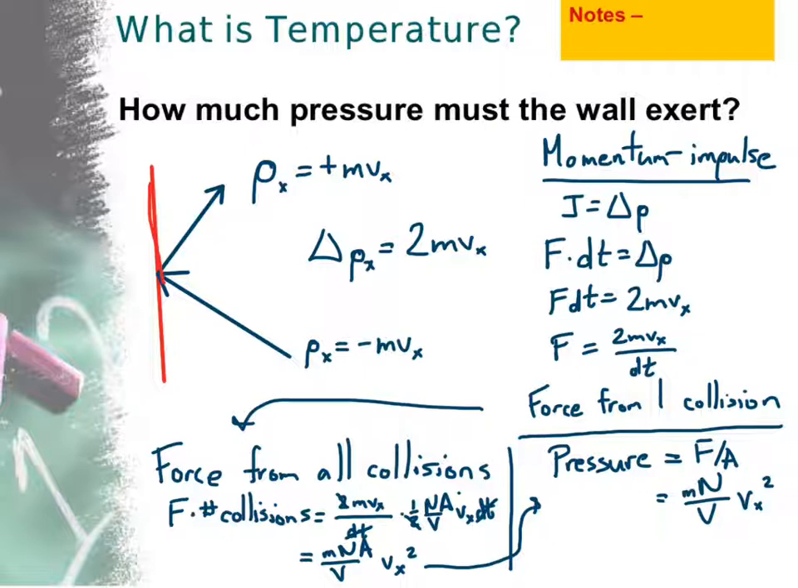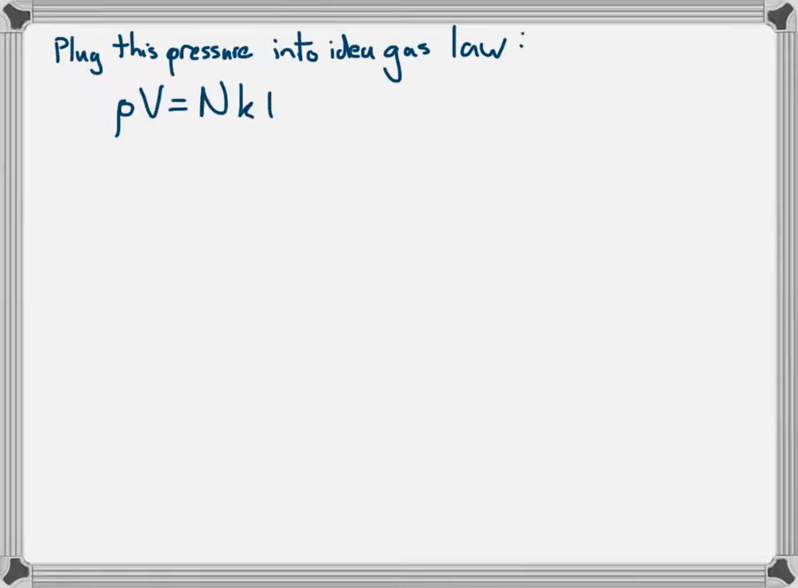Now let's go ahead and plug this pressure into the ideal gas law. So here's our ideal gas law, PV equals NkT. And then I am just going to replace P with what we just came up with on our last slide. We're going to multiply that times V, and we're going to set that equal to NkT.